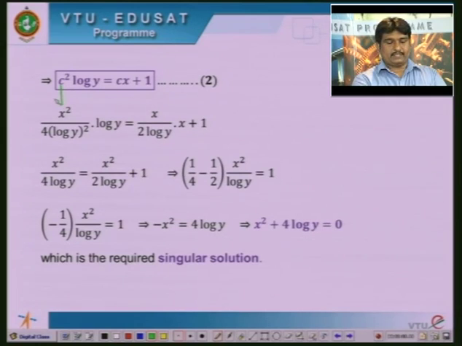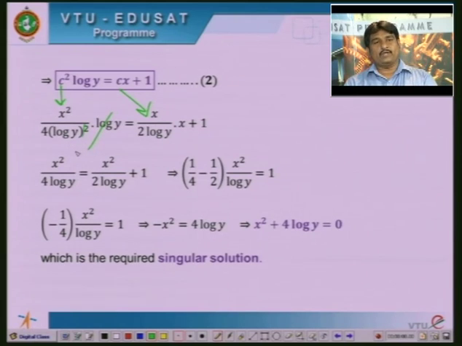So if you replace c by x by 2 log y, we get x square divided by 4 into log y the whole square into log y equals the c value x by 2 log y into x plus 1. So it is x square divided by 4 log y equals x square divided by 2 log y plus 1. After simplification, we get x square plus 4 log y equals 0 as the singular solution of the given differential equation.